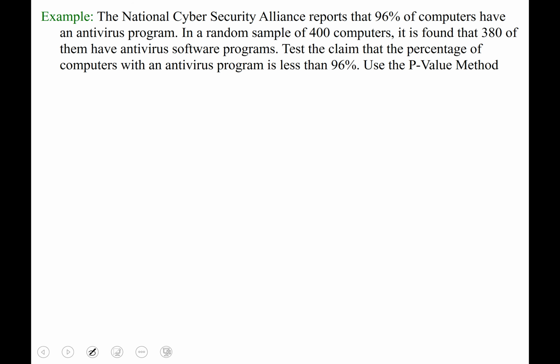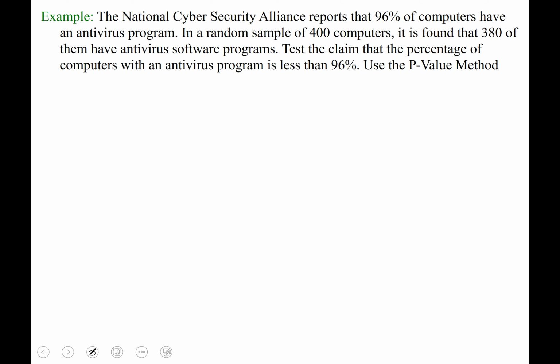All right, the National Cybersecurity Alliance reports that 96% of computers have antivirus programs. In a random sample of 400 computers, it is found that 380 of them have antivirus software programs. Test the claim that the percentage of computers with antivirus programs is less than 96%, and specifically they ask us to use the p-value method.